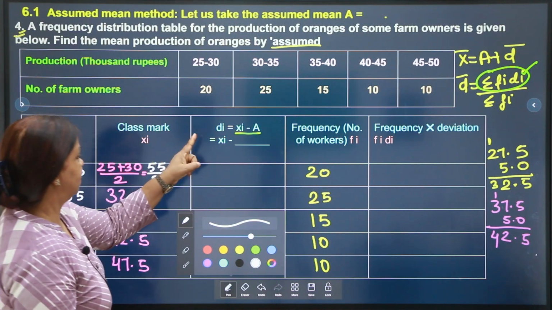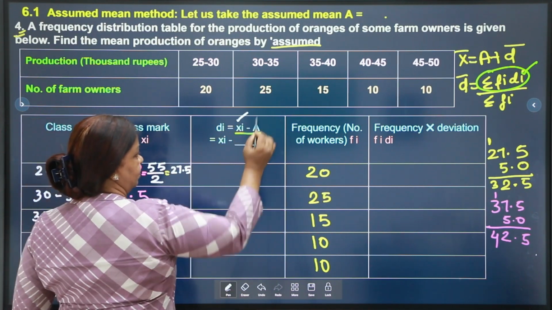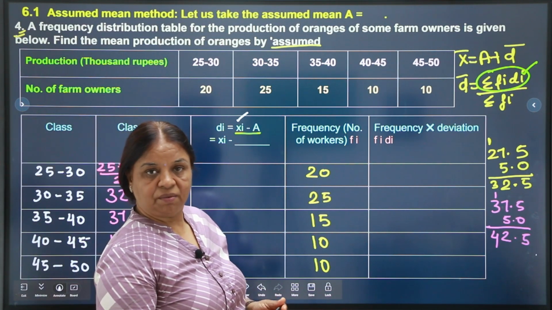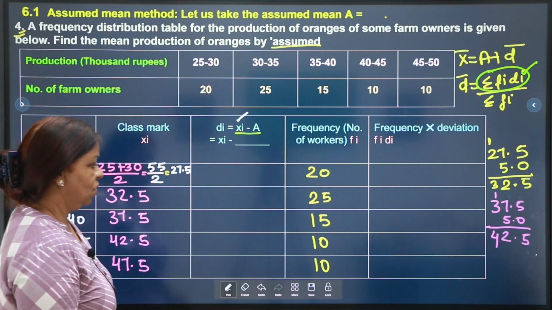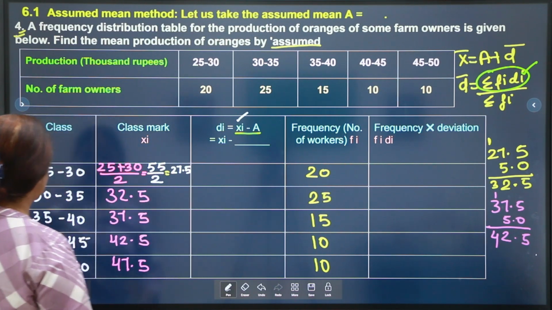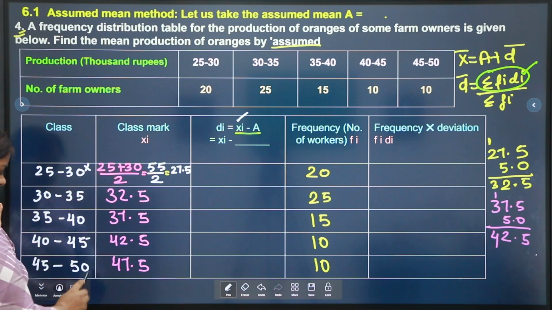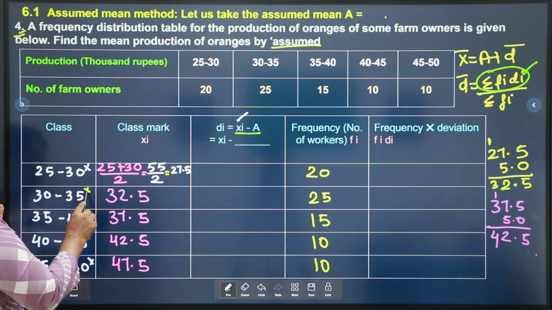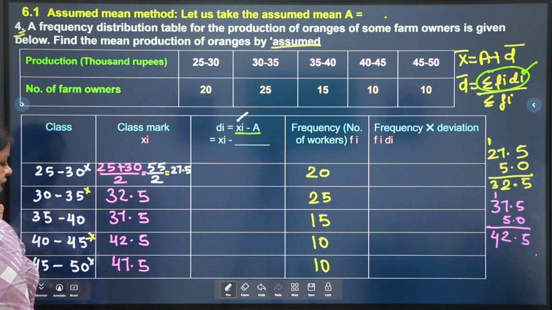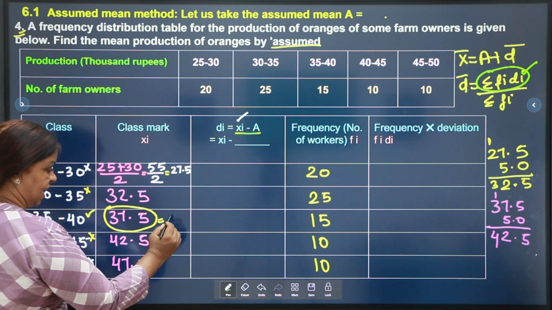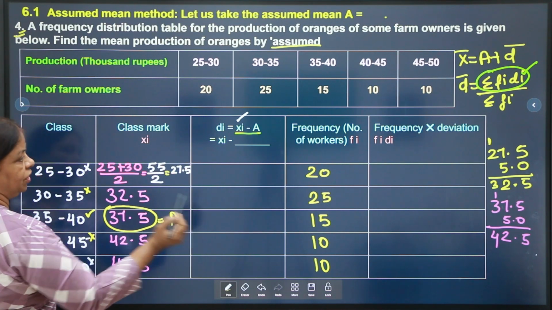Now we got xi, but we need to get A. And what is the method of finding A? Maximum frequency or middle class? I prefer middle class. Let's not take the first one, not take the last one, not take the second last, we can take the middle one. So your class mark is 37.5. This is your, not class mark, A is 37.5.